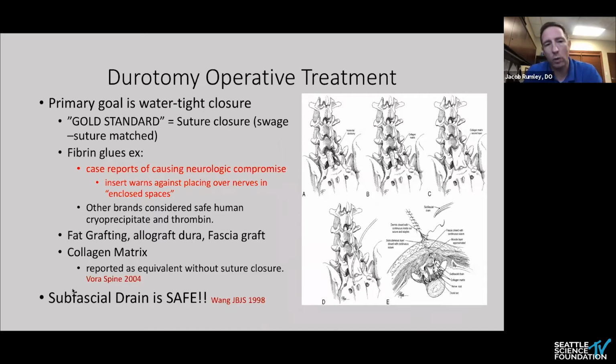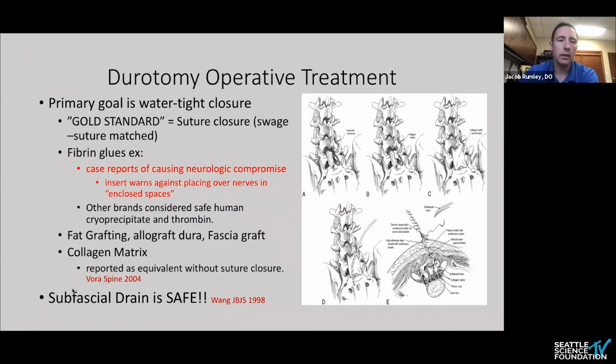Well, the primary goal is to get a watertight closure at the time of surgery. The gold standard that everything in the literature is compared to is a suture closure. Remember, that needs to be using some kind of closure device where the needle swedge and the suture are matched, so you're not causing little dural punctures that are not sealed throughout. And the technique is the technique that you've been taught, the one that you're comfortable with, and the one that you can perform safely.